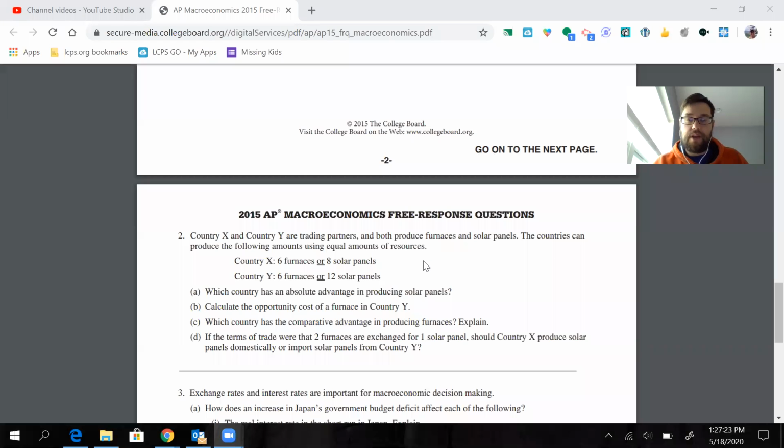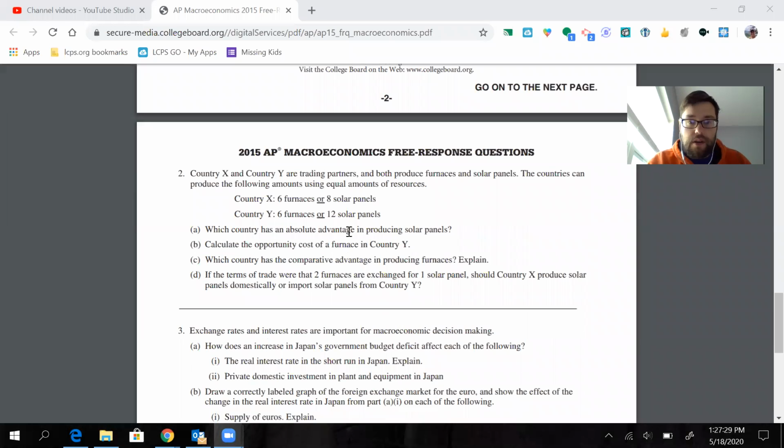Let's take a look at the 2015 macro exam FRQ question number 2. This is going to be about opportunity cost, absolute advantage, and part D is going to be a terms of trade type question here. So let's look at the beginning here.